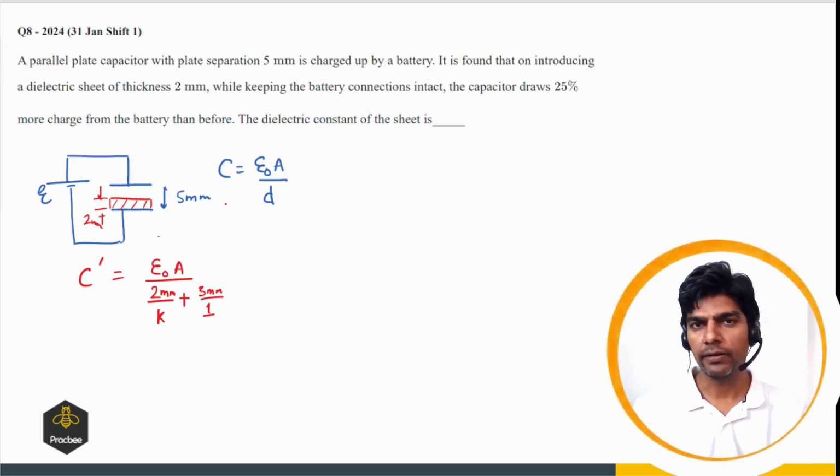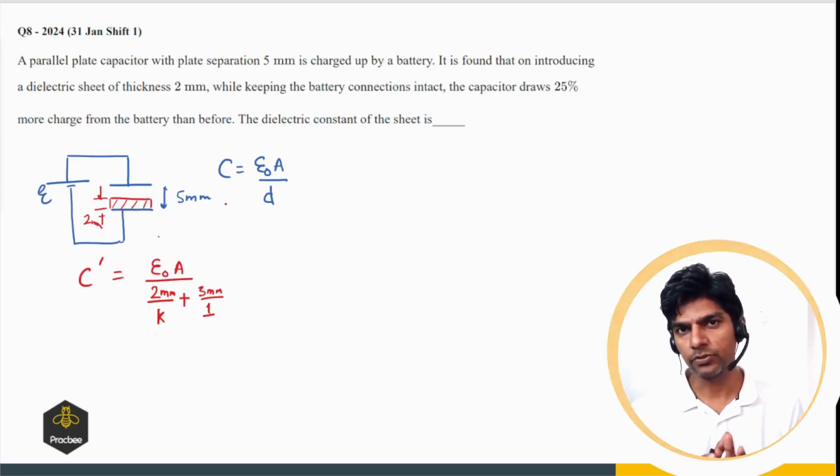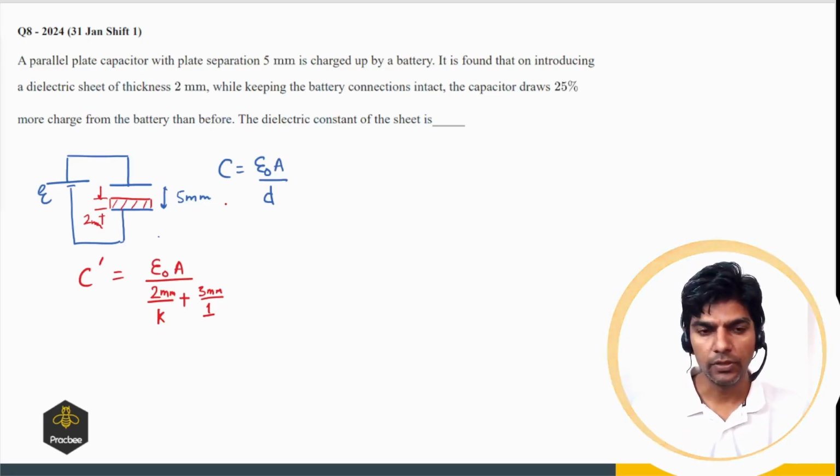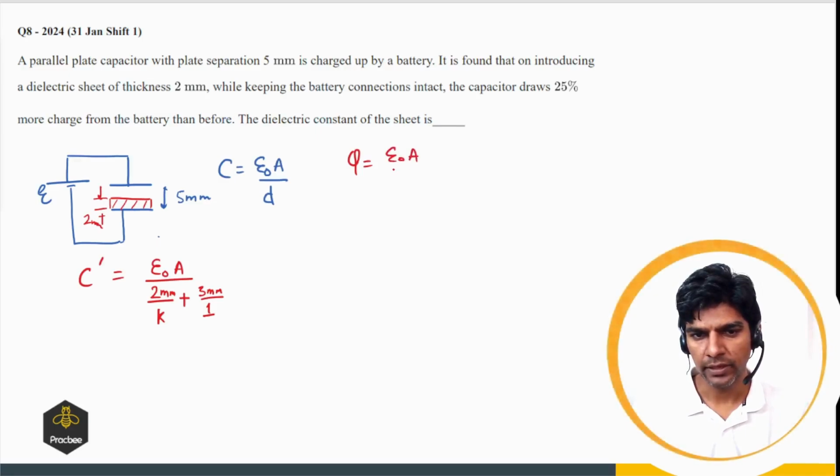And when the battery is intact, the battery's main purpose is to maintain the potential difference across the capacitor. So potential difference will not change in such cases. So the final charge, initial charge is epsilon naught times A by D, let me put D as 5 millimeters, times E, right?